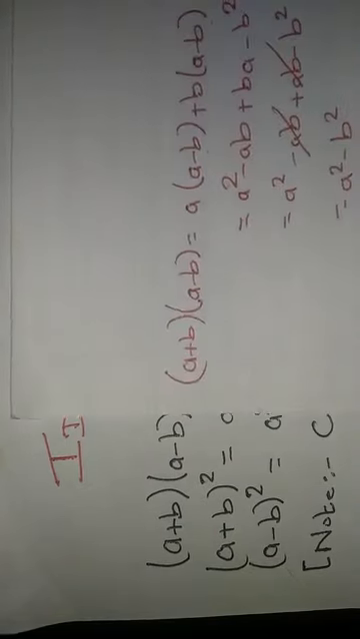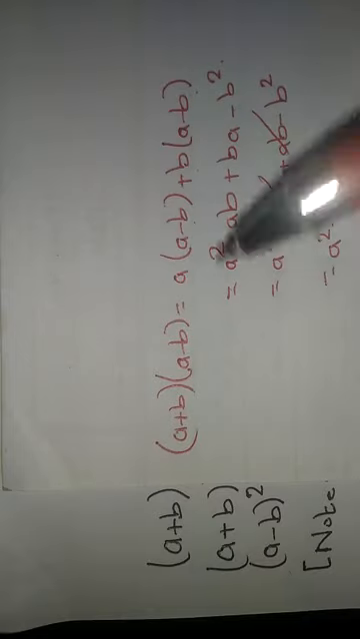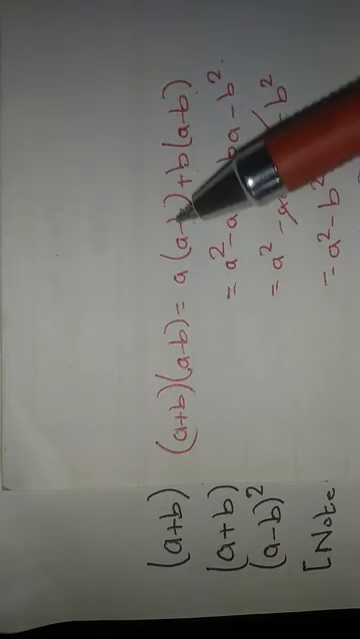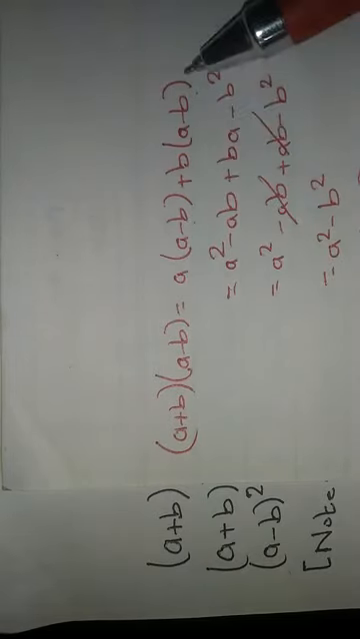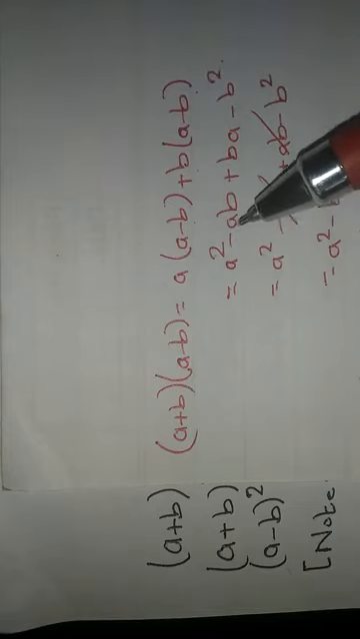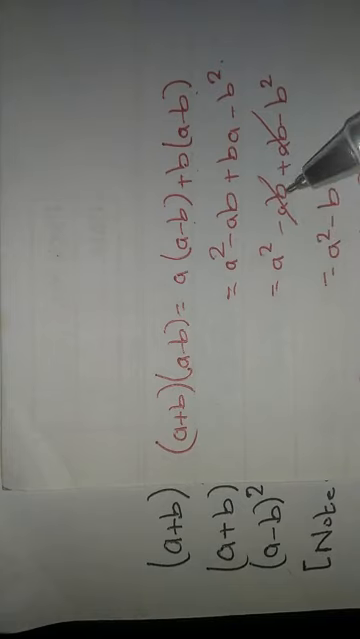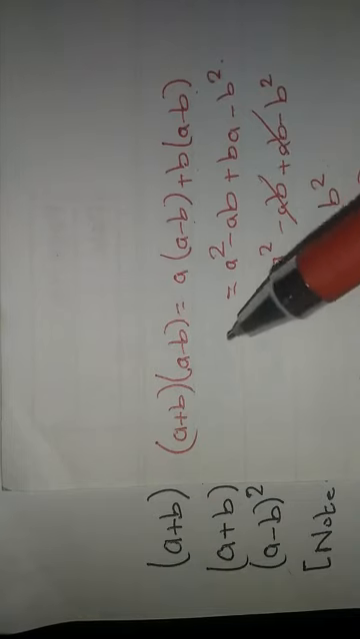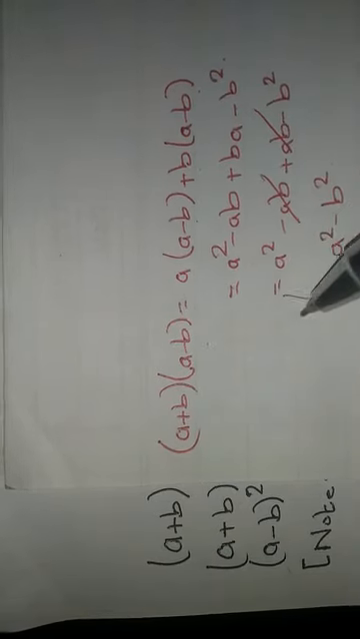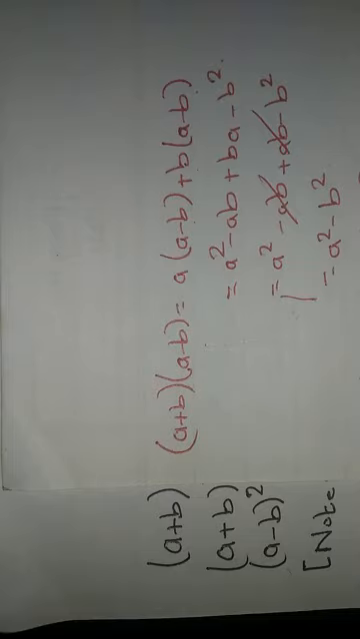(a + b)(a - b) happens to be a² - b². If I take (a + b)(a - b), this will become a(a - b) + b(a - b), which is nothing but a² - ab + ba - b². So a² - ab, and ba I can make it ab, - b². So ab I can cancel. So I got a² - b². So this is the reason why (a + b)(a - b) happens to be a² - b². I hope this is clear.